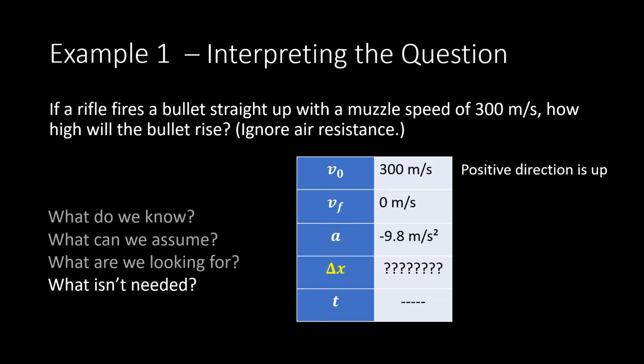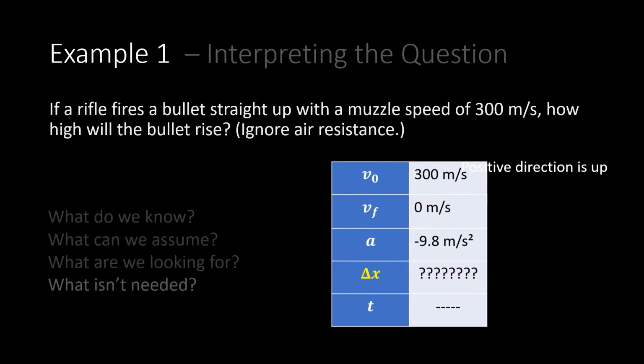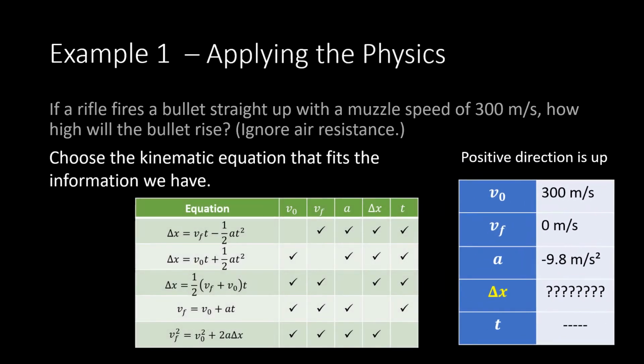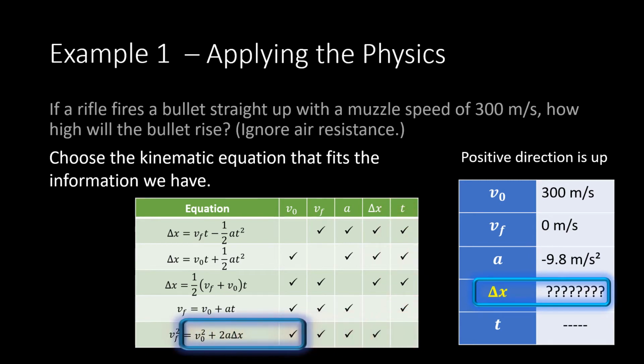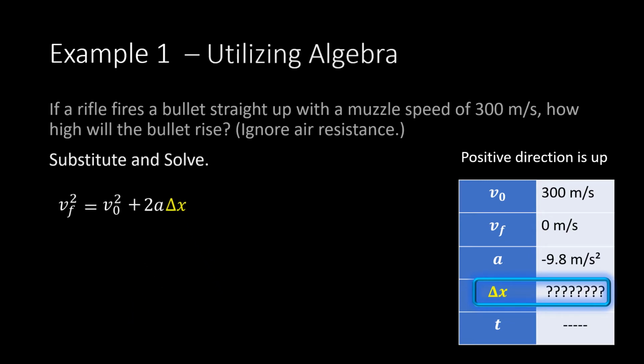Once the table is filled in, we need to determine which of the 5 kinematic equations we can use to solve the problem. We have already determined that we are looking for displacement and that time is unnecessary. We should therefore select the equation that doesn't require time but does have displacement. Looking down the time column in the equations list, we see that every equation needs time but the last equation. Let's write it down. At this point, the physics is done and all that is left is algebra.